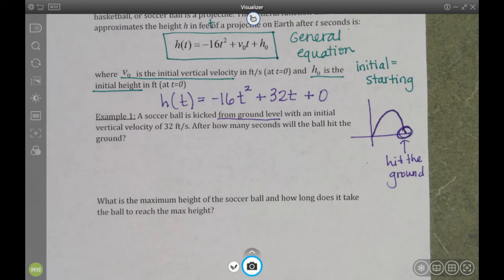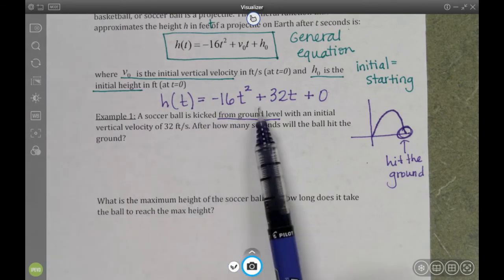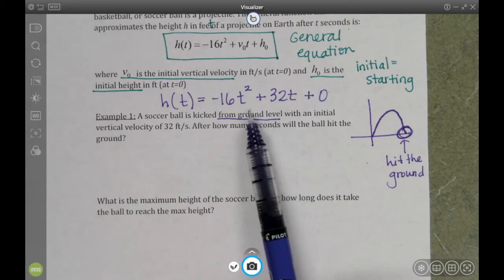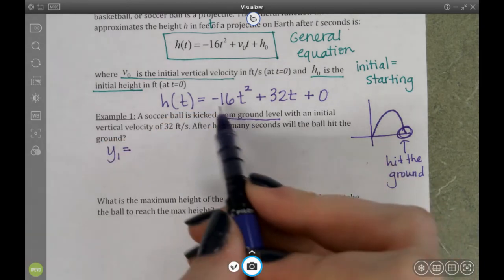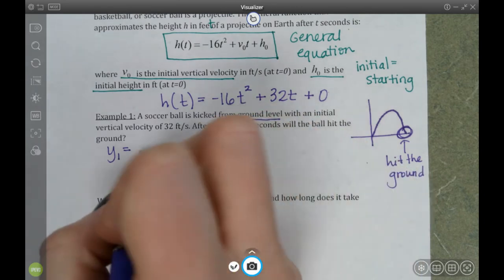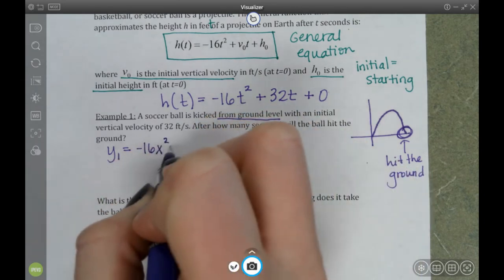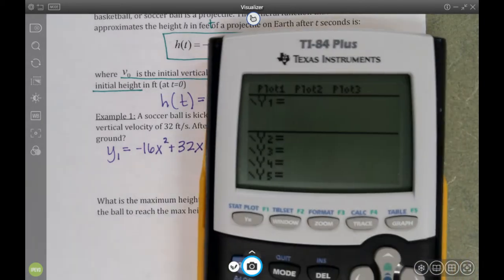Okay, if I wanted to, I could plug in a height of 0 here and solve by hand, but I don't want to do that because I have a calculator and it's a word problem and I'm going to let the calculator do the work for me. All right, so in my calculator in y1, I'm going to type in my equation. You can't type t into your calculator, so we're going to do negative 16x squared plus 32x. And then we're going to graph it and see if we can find that value.